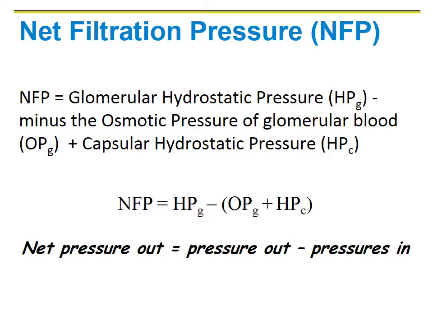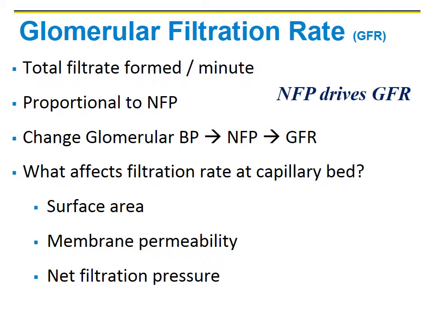The formula for this concept: the net filtration pressure is a function of the pressure pushing out minus the two pressures pushing in. The speed at which we filter is the glomerular filtration rate. It is controlled by the net filtration pressure. The change is proportional. Increase the net filtration pressure, and we increase the glomerular filtration rate. Lower the net filtration pressure, and we lower the glomerular filtration rate.